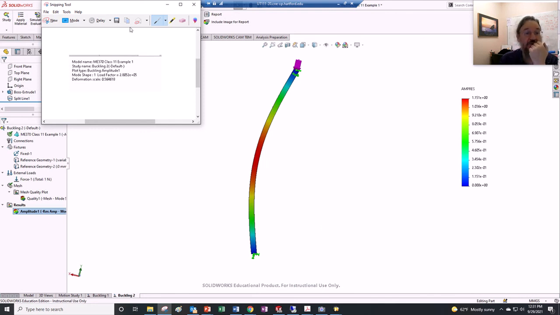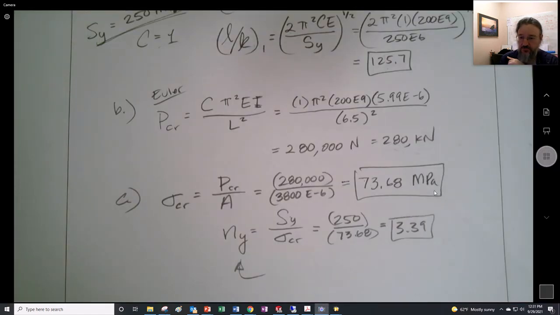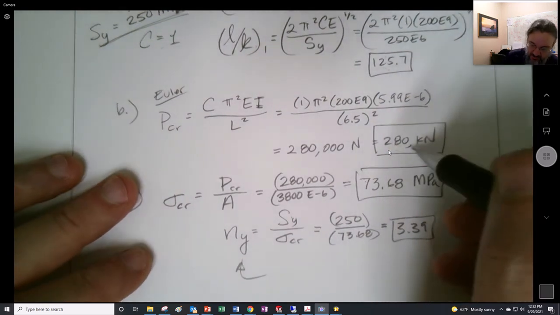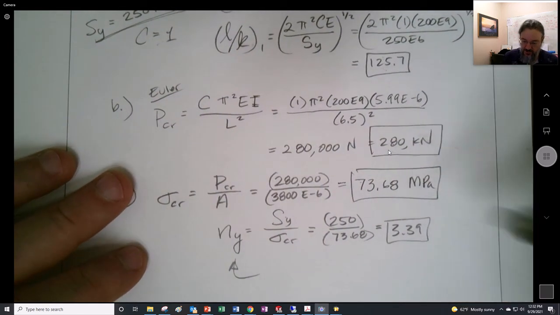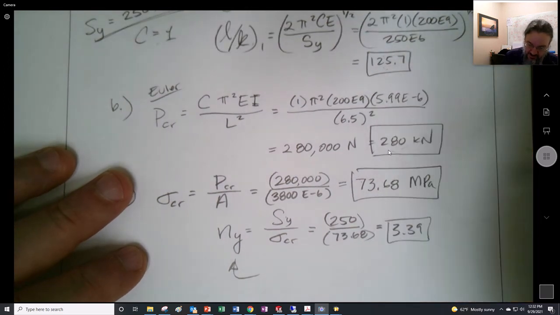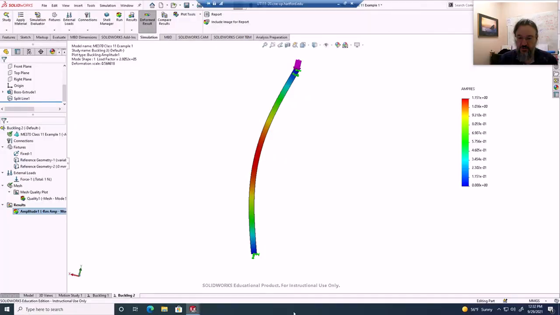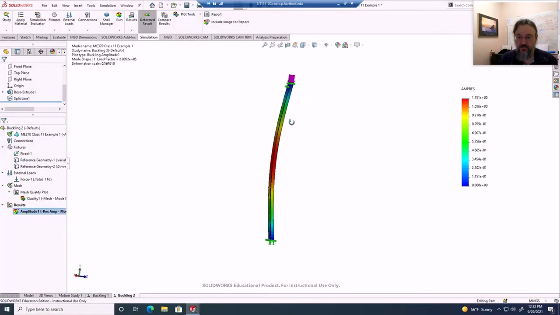they have the answer to this thing is 2.8052 e to the 5. That's 280, right? Right here. So here we go. Here is the critical buckling right there. That was actually part B. So we got 280,000 newtons is the answer. So there's a demonstration of using the buckling feature.